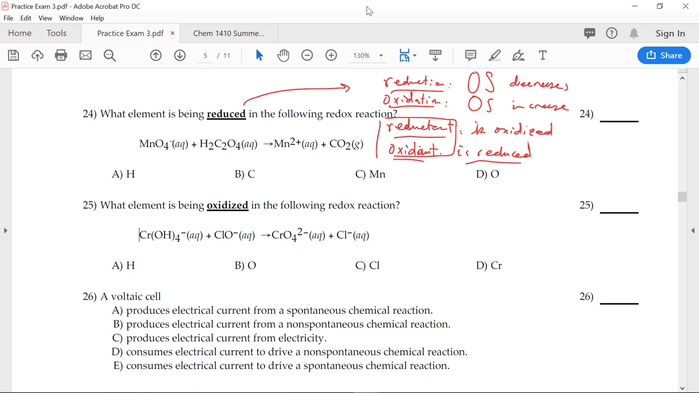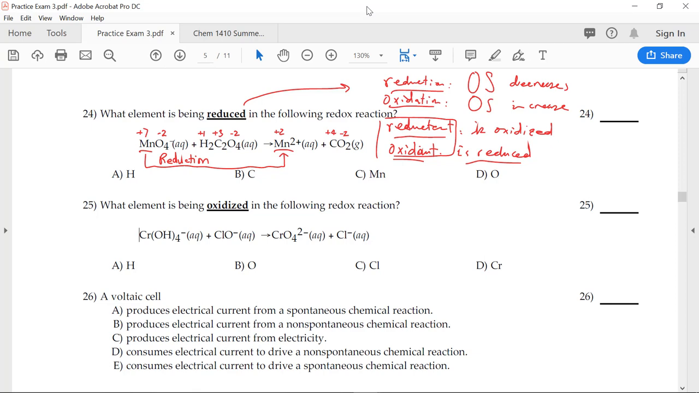So let's do this in question number 24. First, you should be able to correctly assign the oxidation state, which you have learned in general chemistry 1. So this is negative 2, so this will be a plus 7 oxidation state. This is a negative 2, and this is a positive 1. When you do the calculation, this is a plus 3, this is plus 2, this is negative 2, and this is plus 4. For manganese, it changes from 7 to 2, so the oxidation state decreases. So this process is called a reduction.